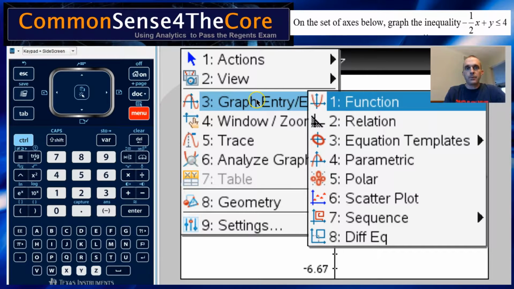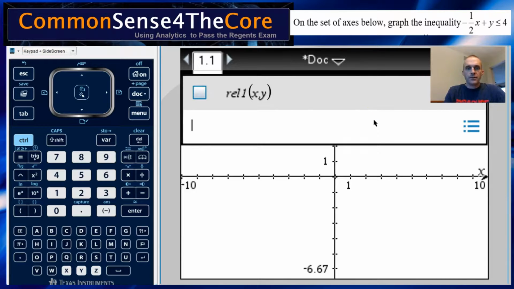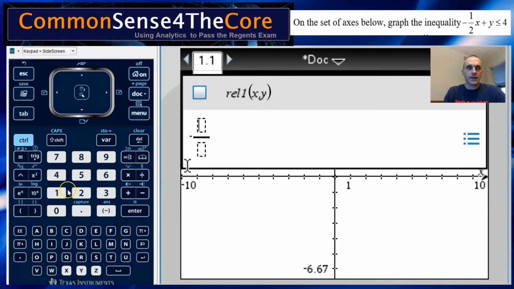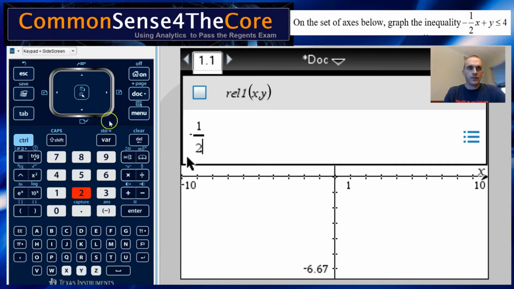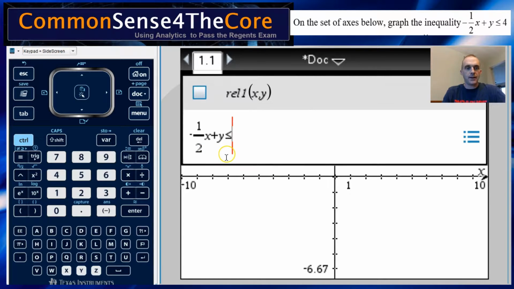If I go into the menu and change the way that I enter the graphs from a function to a relationship, what it does is it allows me to type in equations and inequalities exactly as they are written without having to get y by itself. Now in this situation, that's not a huge savings, but anytime we can eliminate the chance of human error, in my opinion, is a good idea.